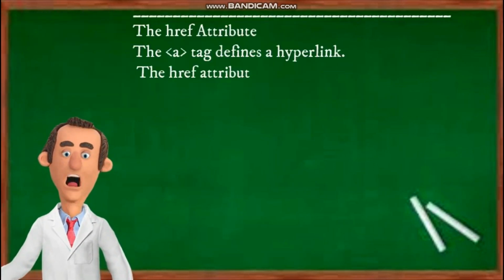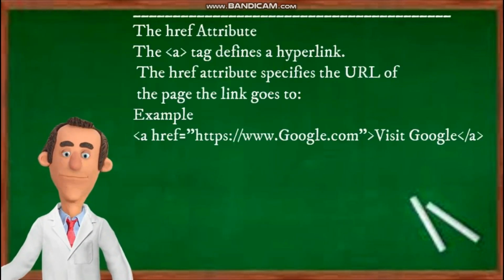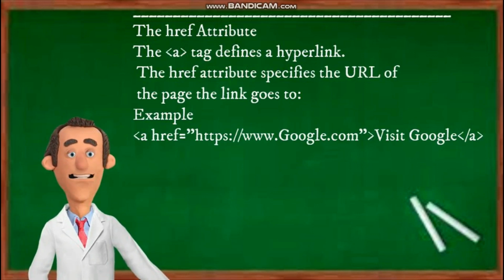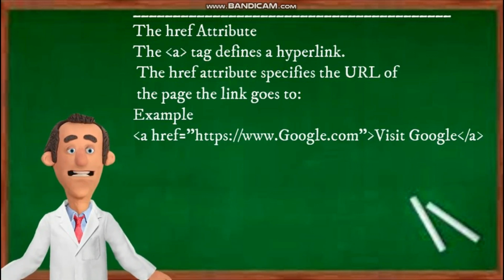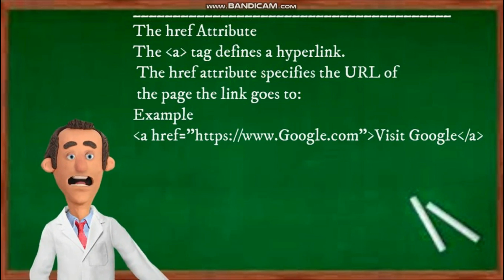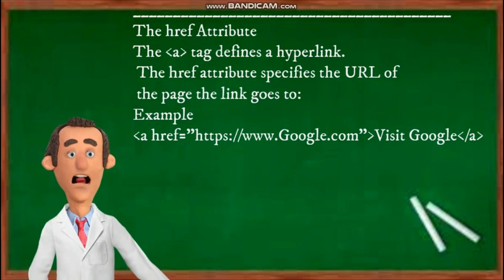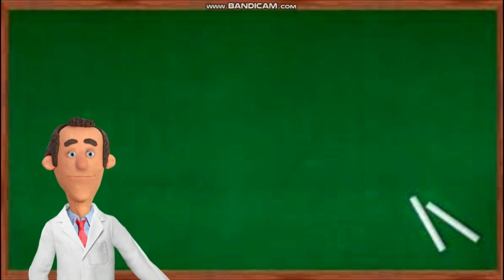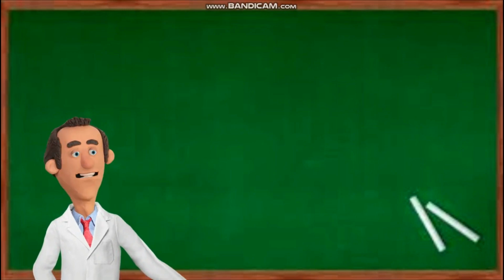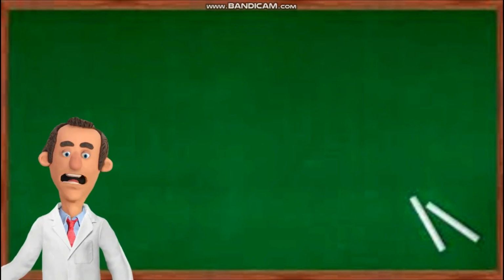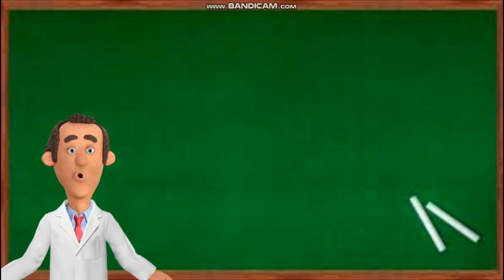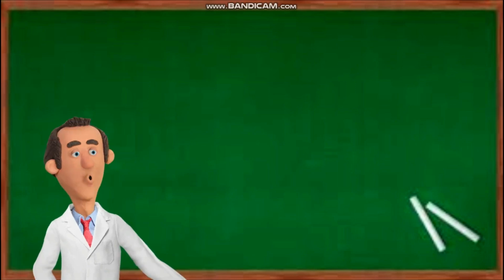Our first HTML attribute is the href attribute. The a tag defines a hyperlink. The href attribute specifies the URL of the page the link goes to. Example: a href="https://www.google.com">Visit Google</a>. Do not get worried, I will make separate videos on links, images, style, formatting and so on. This isn't just an overview, just an explanation of attributes. You should know about attributes before you move to the deep explanation of all elements.